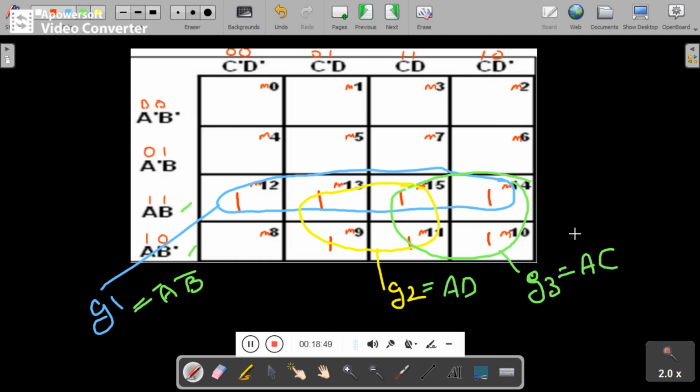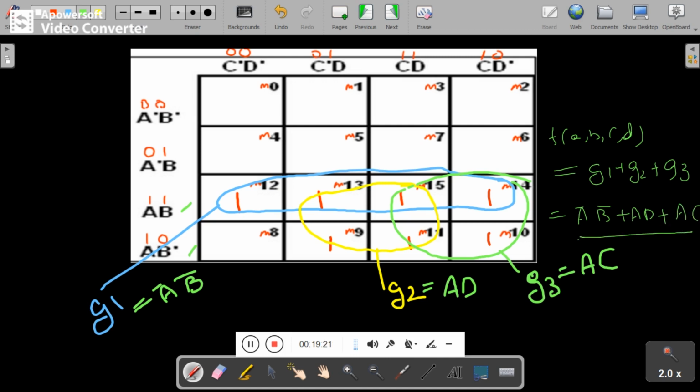So what is the final expression? You have to write the final expression, that is f of 4 variables A, B, C, D is equal to G1 plus G2 plus G3. So G1 is equal to A bar B bar, G2 is equal to AD, G3 is equal to AC. So these are the 3 groups. Like this you can solve. This is called the minimal SOP expression.